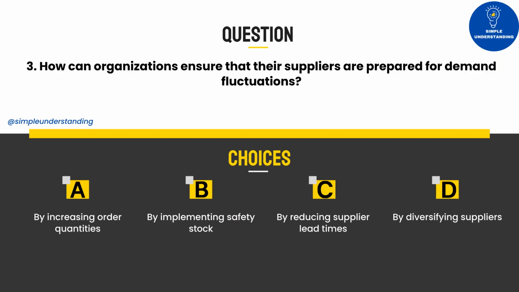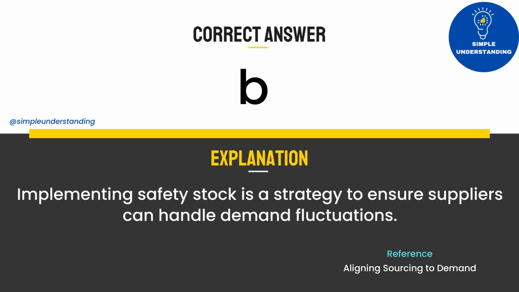3. How can organizations ensure that their suppliers are prepared for demand fluctuations? A. By increasing order quantities. B. By implementing safety stock. C. By reducing supplier lead times. D. By diversifying suppliers. Correct answer, B. Explanation. Implementing safety stock is a strategy to ensure suppliers can handle demand fluctuations.